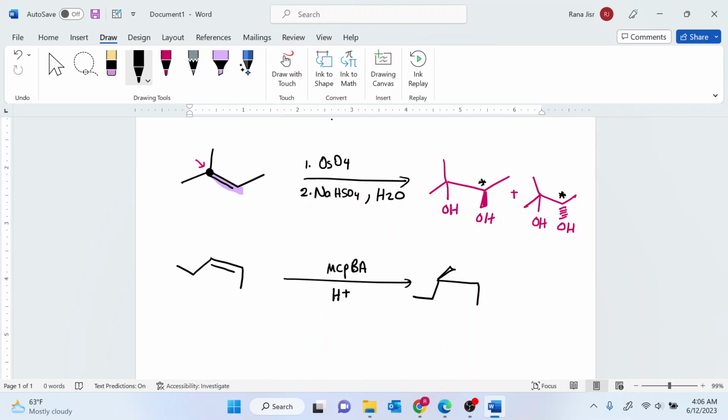However, you're going to form your epoxide either on the top, or you're going to form your epoxide at the bottom, at the back in this case, but the stereochemistry of the substituents around the alkene has to remain the same. If they are on the same side, they have to remain on the same side whenever you make the epoxide.